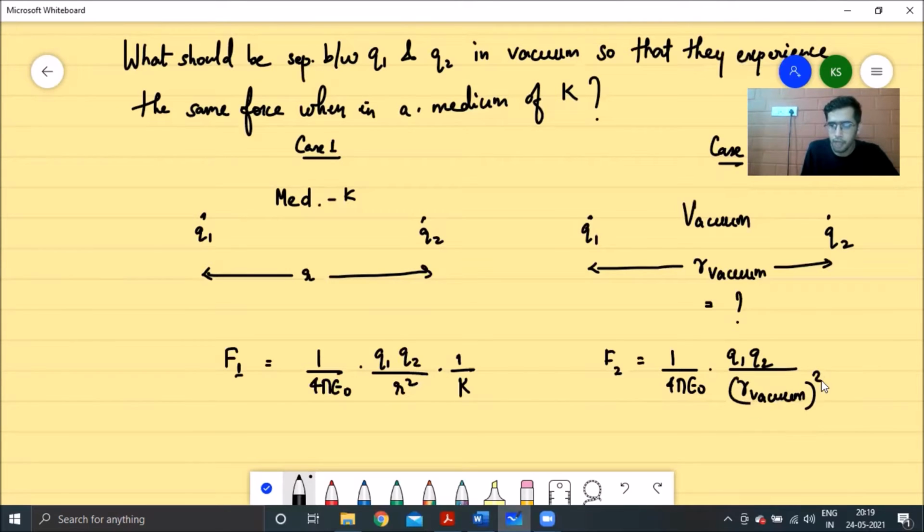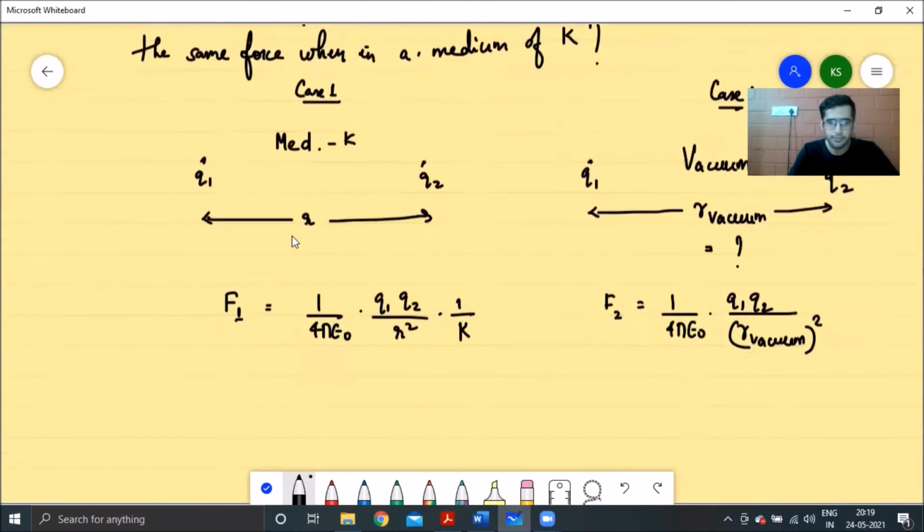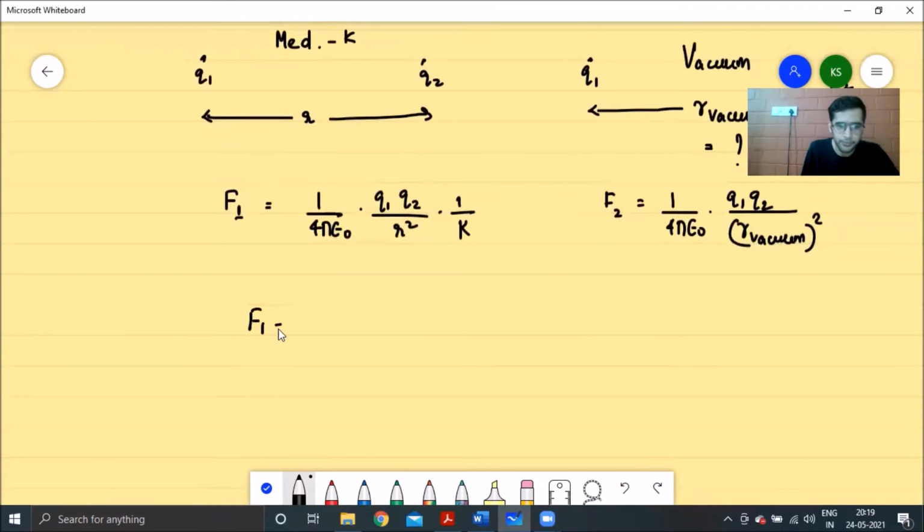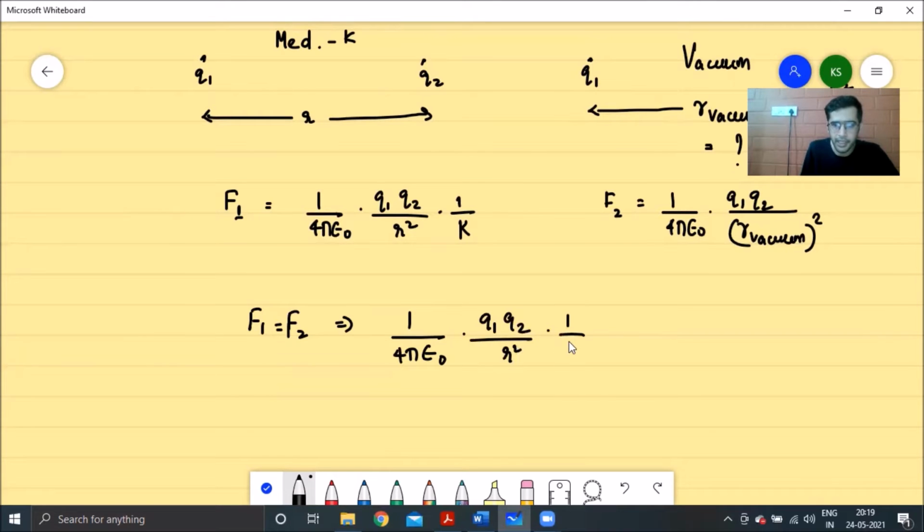whole square, right? And now we want the force acting in case 1 to be equal to the force acting in case 2. So what should the separation R vacuum be? What should the separation between these two charges be, so that the force acting over here is similar to the force acting in this case? So equating F1 to F2, we get 1 by 4 pi epsilon naught Q1 Q2 by R squared into 1 by K should be equal to 1 by 4 pi epsilon naught Q1 Q2 by R vacuum whole square, right?